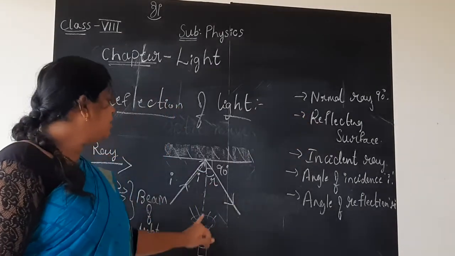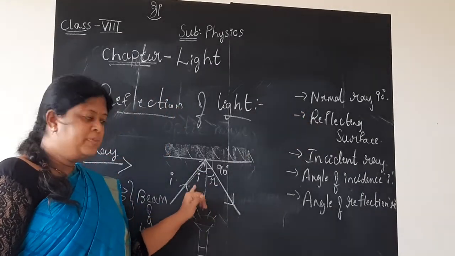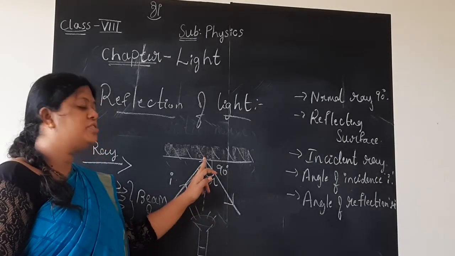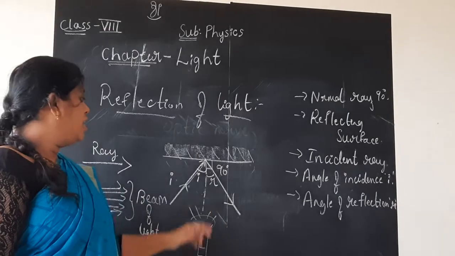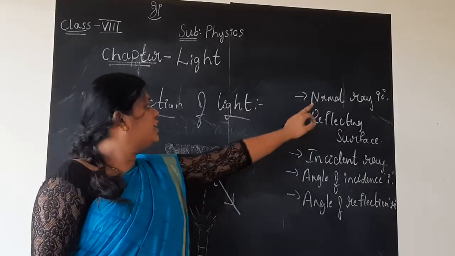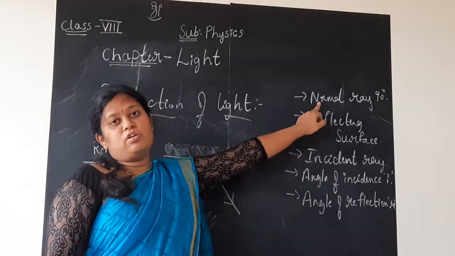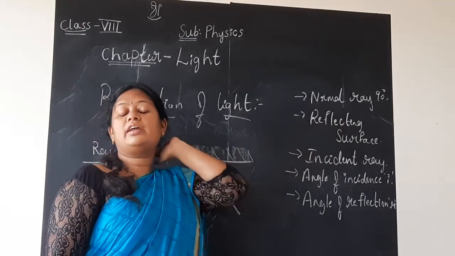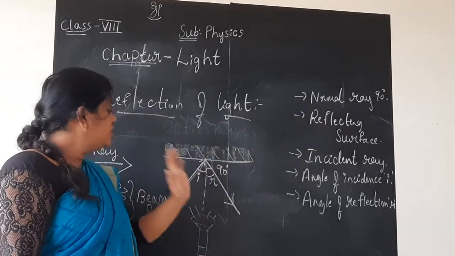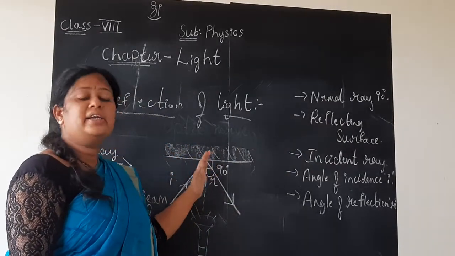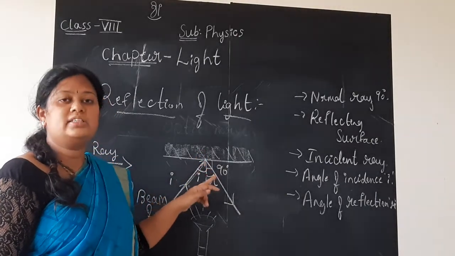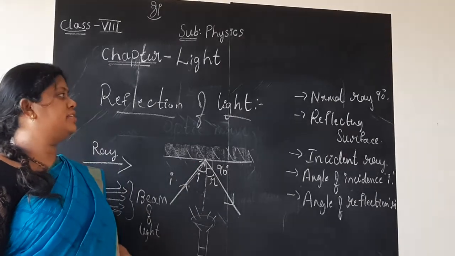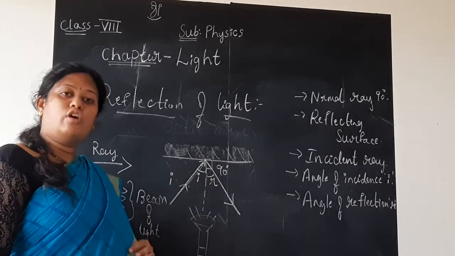When the light is coming from any source of light, one of the rays which falls straight on the mirror or the reflecting surface is making an angle of 90 degrees, and that ray of light is called the normal ray. What is the normal ray? A ray of light which is making 90 degrees on any surface. When the light falls on any object, it makes a 90 degree angle with such object, and it is called the normal ray.